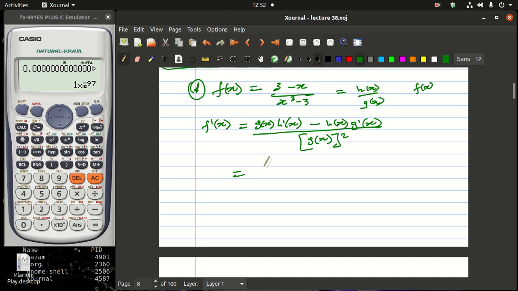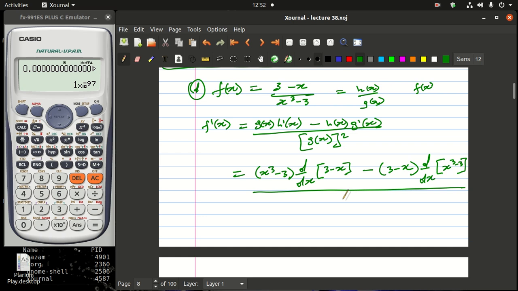So the denominator here was x cubed minus 3, and then you want the derivative with respect to x of 3 minus x, which is the numerator. Subtract, you keep the numerator as it is, and then you take the derivative with respect to x of the denominator, which is x cubed minus 3. You divide this whole thing by the denominator, which is x cubed minus 3, and then you square it up.